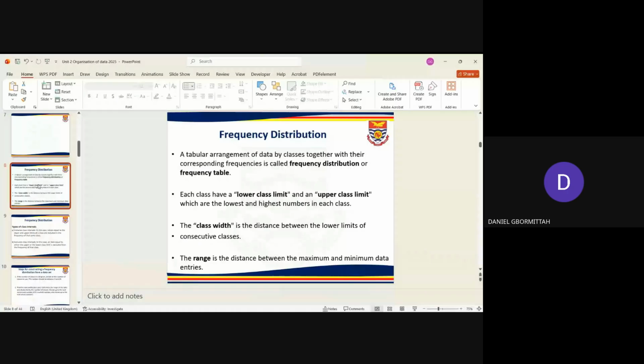We were not even there yet, but we just wanted to find out whether you have the ideas already. So we have seen how we can find a class size. We have also seen how we can find the range. We said the largest minus the smaller, or the bigger number minus the smaller number. Then we've also seen how we can construct a frequency distribution table.